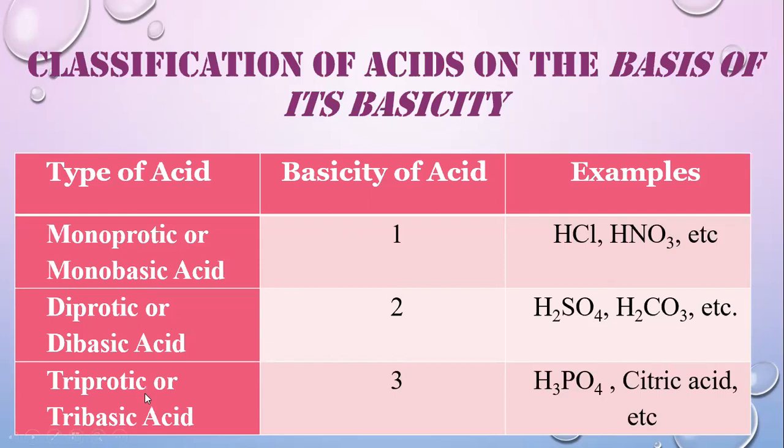Tribasic acid. One molecule of a tribasic acid will produce 3 hydrogen ions or hydronium ions in its aqueous solution. Example, phosphoric acid and citric acid. Okay? So we will stop here with the classification of acids on the basis of its basicity.